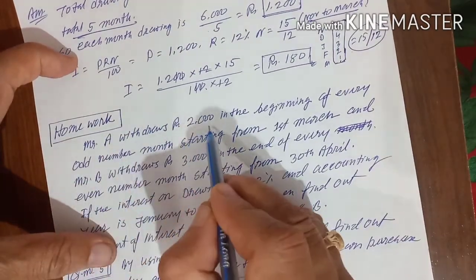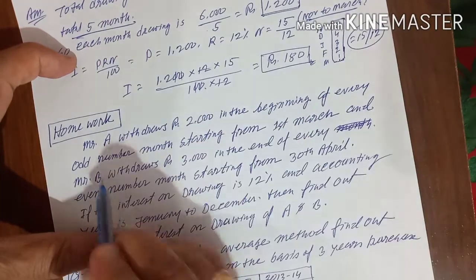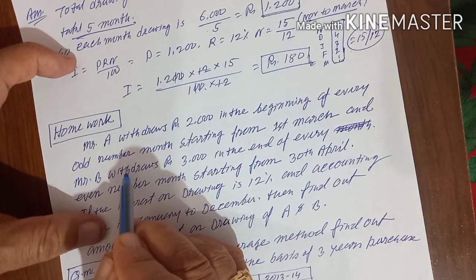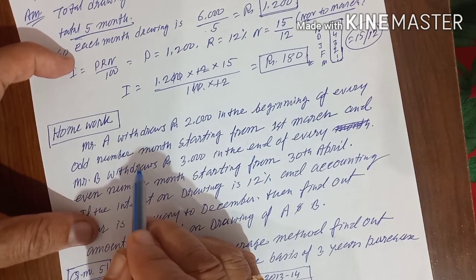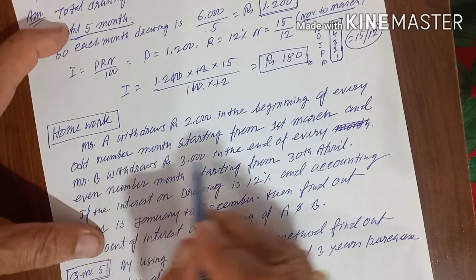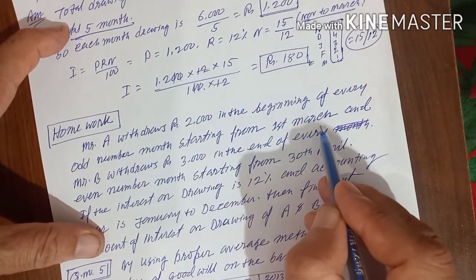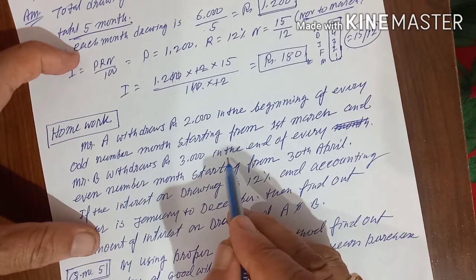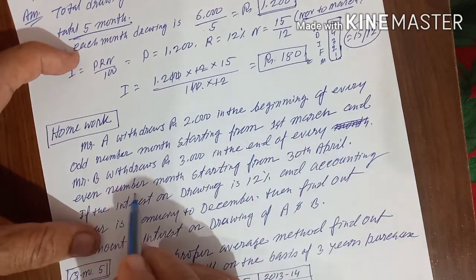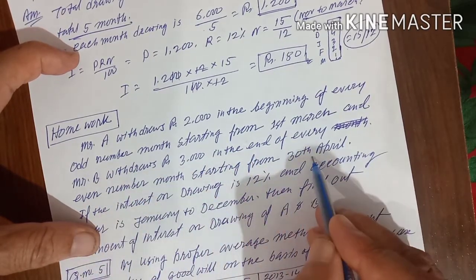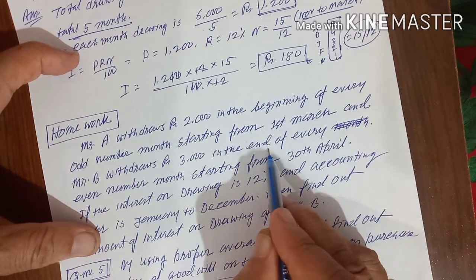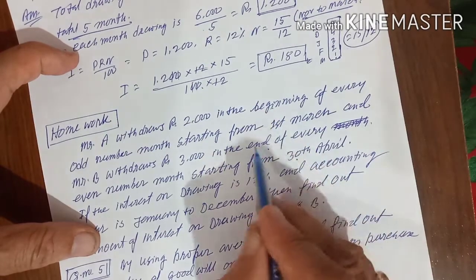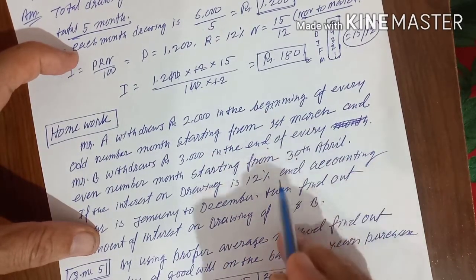Mr. A withdrawn rupees 2,000 in the beginning of every odd number of month. Is it done? You started thinking, sir, odd number of month, already such a sum you taught us, starting from 1st March, and Mr. B withdrawn rupees 3,000 in the end of every even number of month starting from 30th April. See, it is end that is given, for that it is 30th April. 30th April, beginning is given, for that it is 1st March.